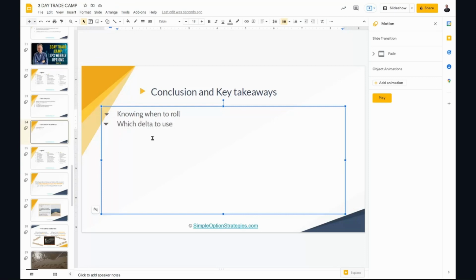Oh, managing, awesome. Okay, managing breached position to prevent loss. Okay, awesome. Know when to roll them. And when to quit. All right. Knowing how much capital to use. Excellent.